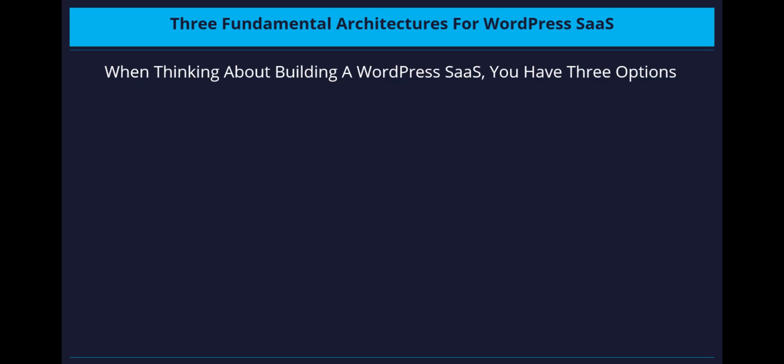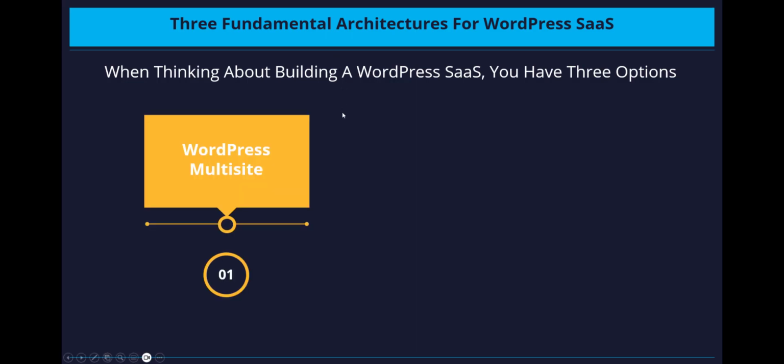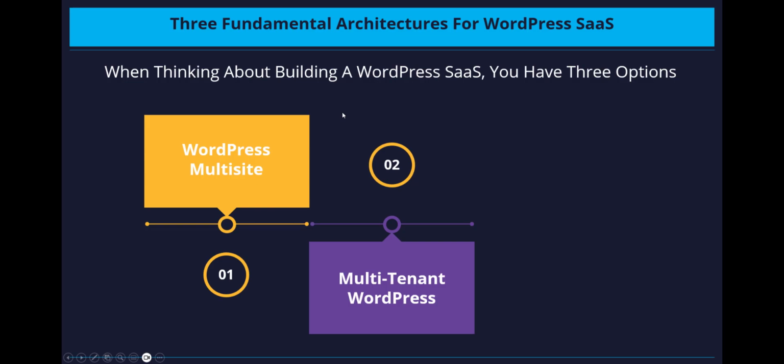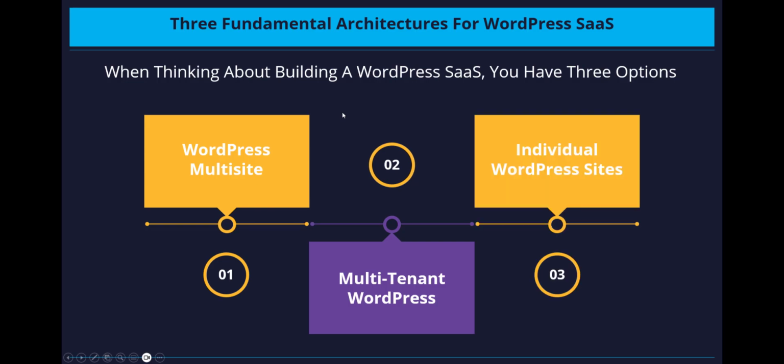As you might already know, there are 3 deployment architectures you can use to build a SaaS on WordPress. You have WordPress multi-site, you have multi-tenant WordPress, and you have individual WordPress sites. You can build a SaaS on WordPress using any of these 3 architectures.